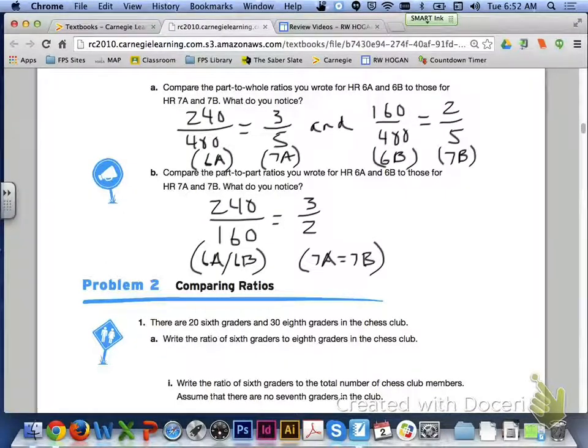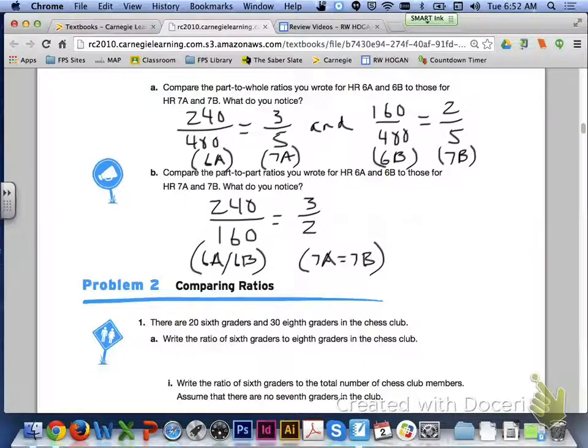If we take a look at letter A, the part-to-whole ratio for homeroom 6A was 240 to 400, and the part-to-whole ratio for homeroom 7A was 3 to 5. Those ratios are equivalent. If you look at the part-to-whole ratio for homeroom 6B, it was 160 to 400. The part-to-whole ratio for 7B was 2 to 5. Those ratios are also equivalent.